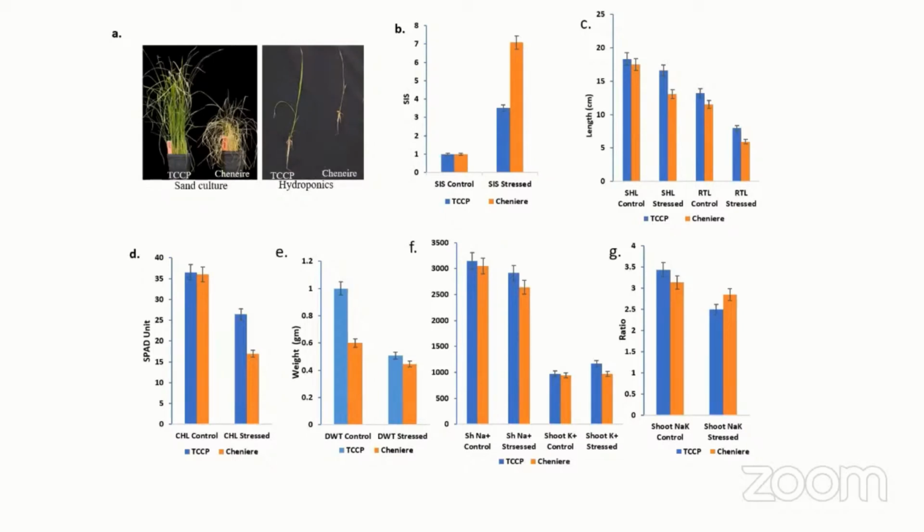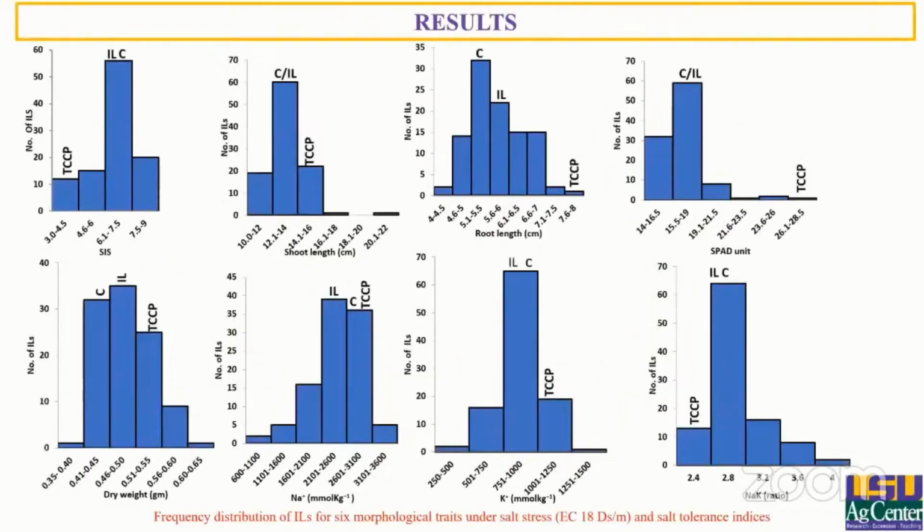Those bar graphs show the salt injury score, shoot length, chlorophyll, dry weight, shoot sodium, and the shoot sodium-potassium ratio. This is the comparison among the parents, and you can see from all the parameters, TCP is more tolerant than the Sabine variety. This histogram shows the frequency distribution of the ILs and the parents for all the major traits, and we can clearly see that all the major traits are normally distributed, and these were used for the QTL mapping study.